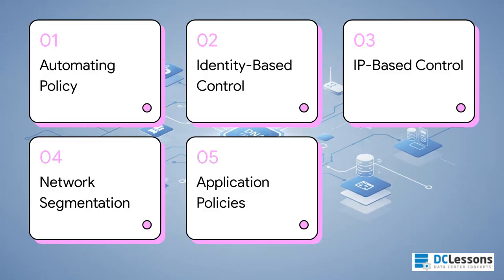So here's what we're going to cover. We'll start with the big idea behind policy automation. Then we'll get into the core components, starting with the modern identity-based way of doing things, and then look at where the traditional IP-based controls still fit in. After that, we'll talk about network-wide segmentation with virtual networks, and we'll finish up by looking at how you can make sure your most important traffic always gets top priority.